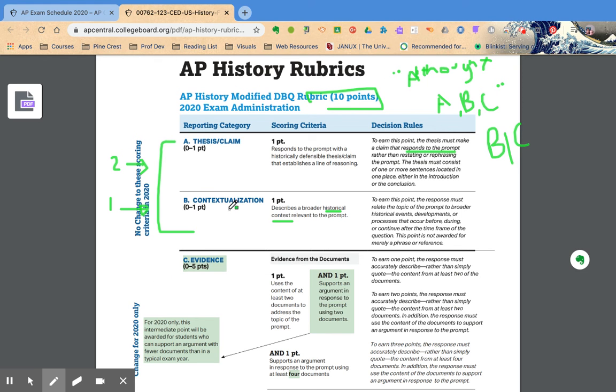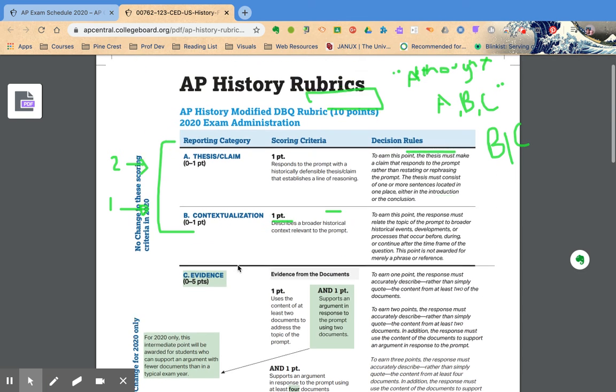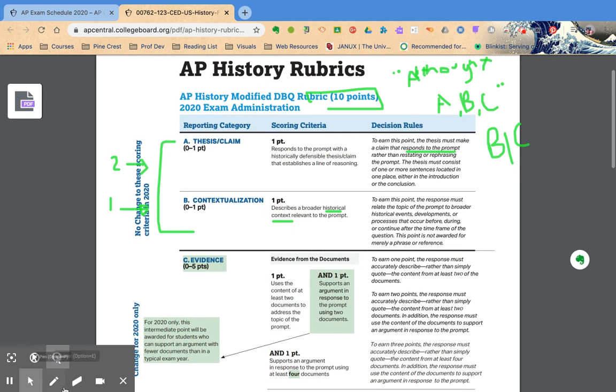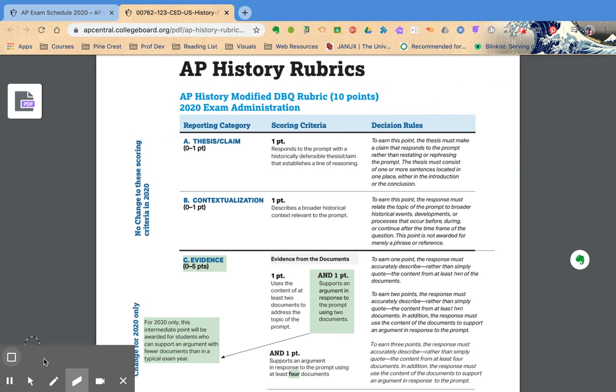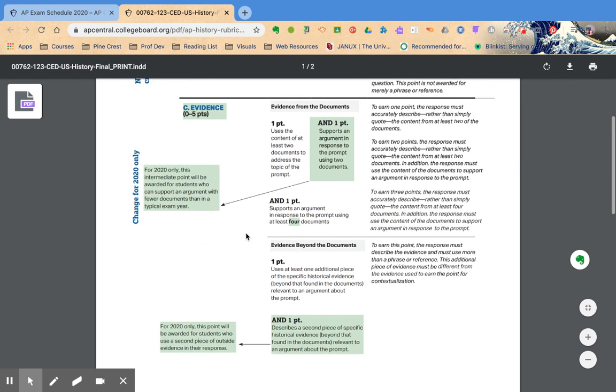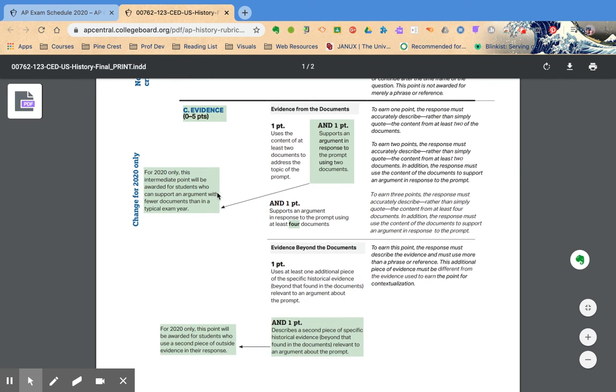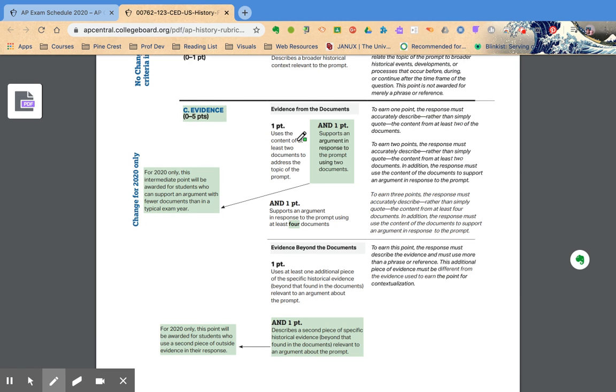Then we can move on to the rest of the test. So let's see. Let me delete that so I can move around. So this is where it gets a little bit different for this year. The evidence is 5 points. They're going to give you a point for using the content of at least 2 documents. Remember, you only have 5, right? You only have 5 documents to work with. 5 docs.